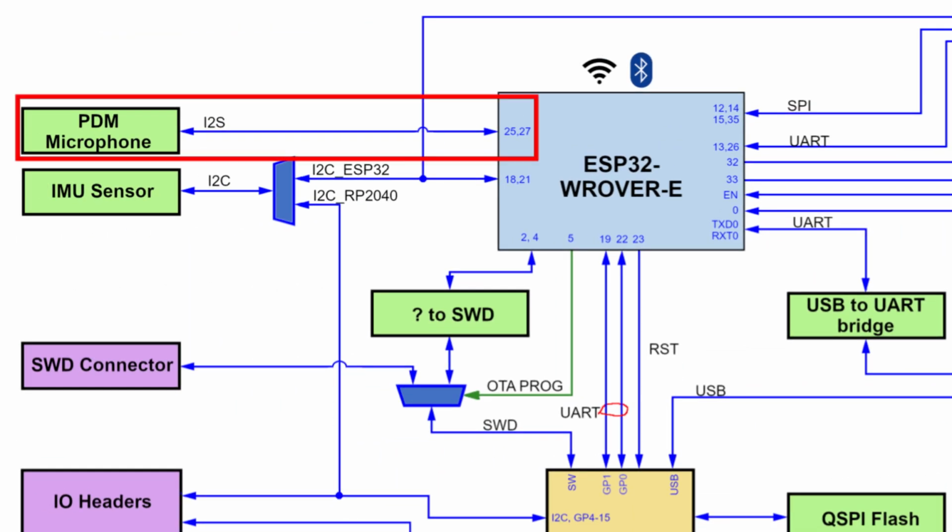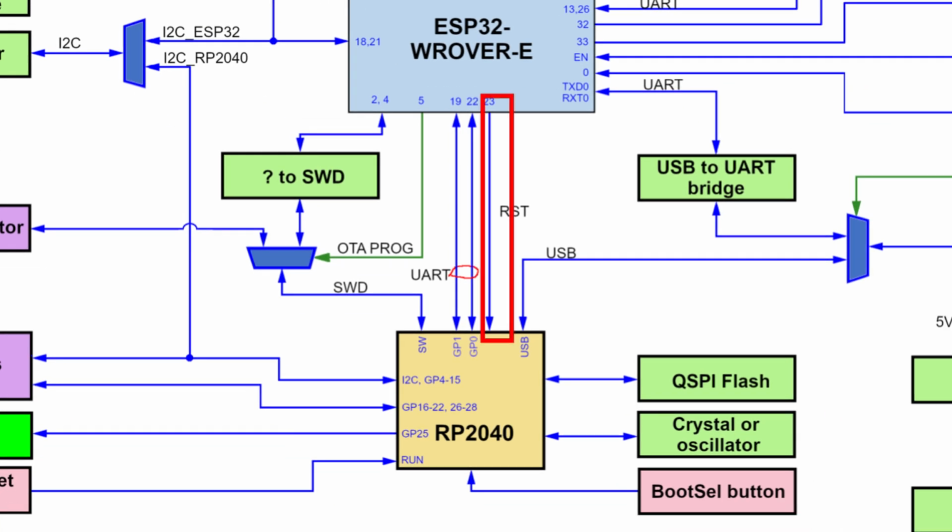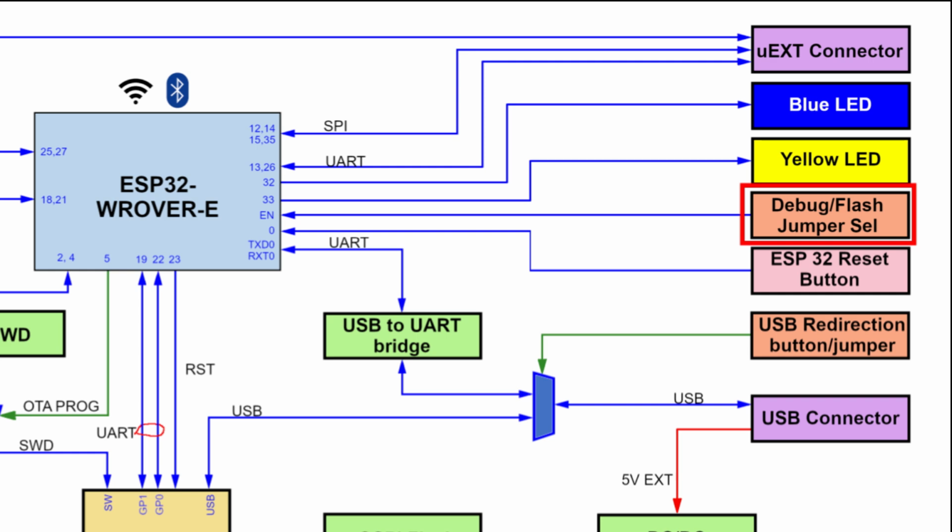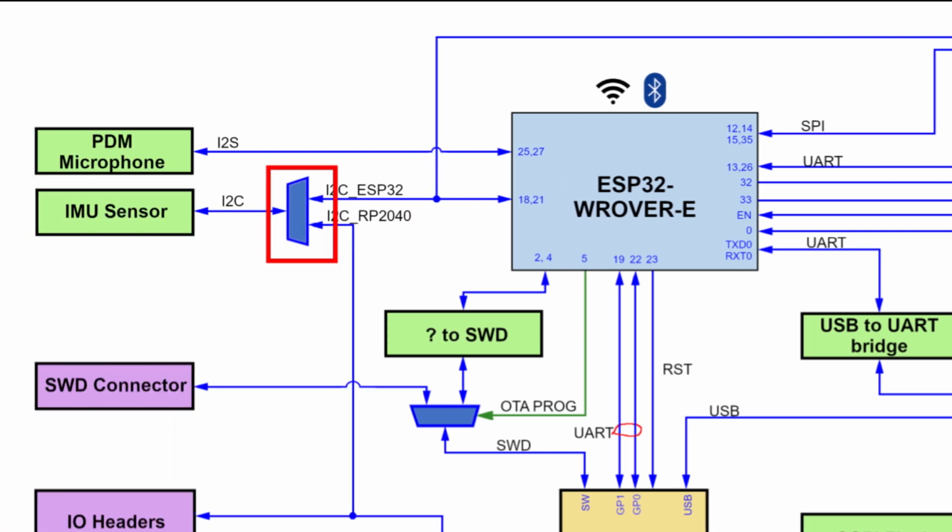The microphone is connected solely to the ESP32. The ESP32 can also reset the RP2040. There are two connections between the I/O ports of the ESP32 and the RP2040. They can be configured as UART connections to allow serial communications between the two microcontrollers. There's one jumper to control the flashing of the ESP32 flash memory, one jumper to select which microcontroller is connected to the USB, and one jumper to determine which microcontroller is connected to the motion tracking sensor.